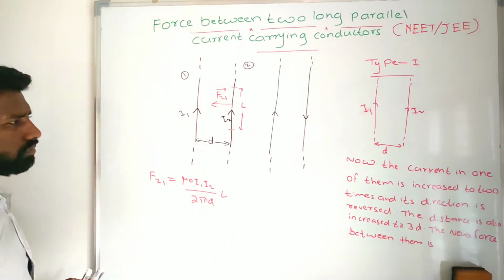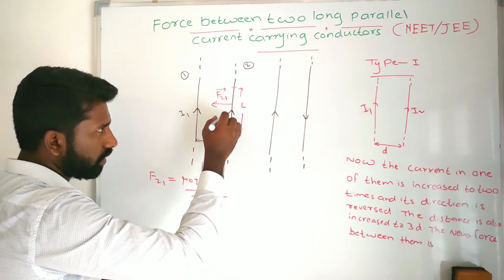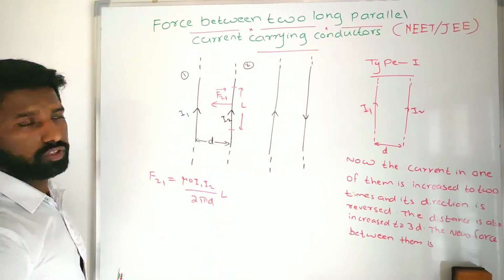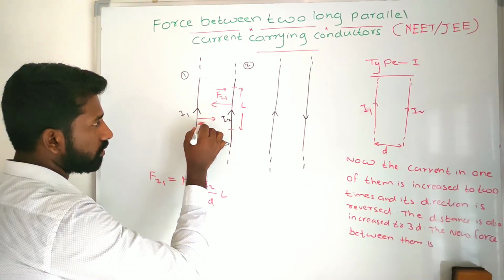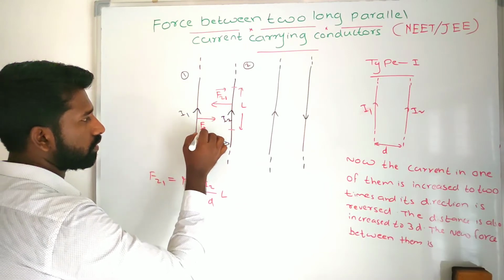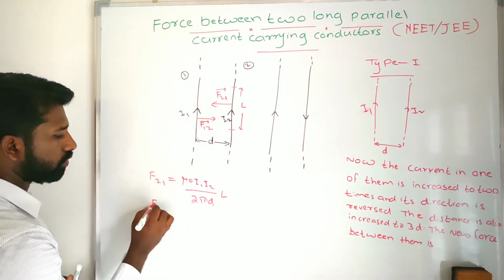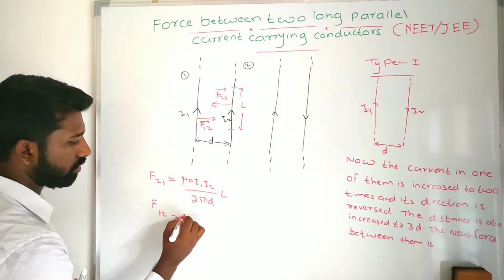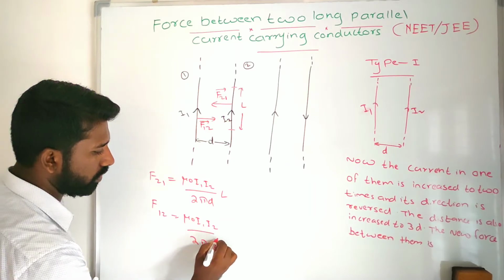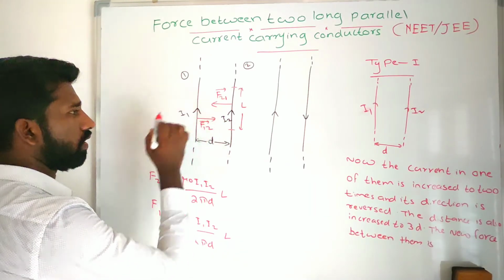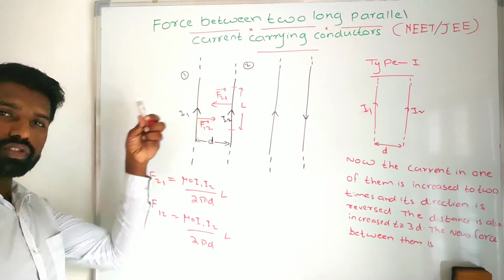Okay, then with the same magnitude, the second conductor attracts the first conductor in this direction. So the second conductor exerts a force on the first conductor. So F12 is in this direction and the magnitude is similar to this, that is mu 0 I1 I2 divided by 2 pi d into L. L is the length, the L length portion of this first conductor.